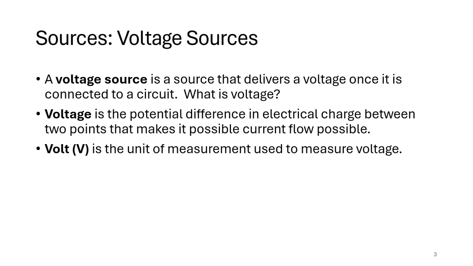Okay, so what exactly is a voltage source? So, a voltage source is a device that delivers voltage once it is connected to a circuit and you have a closed loop. Okay. What exactly is voltage? Well, voltage is the potential difference in electric charge between 2 points that makes it possible for current to flow in that circuit. When it comes to voltage source, the units for voltage is measured in volts, and voltage is a metric system unit.